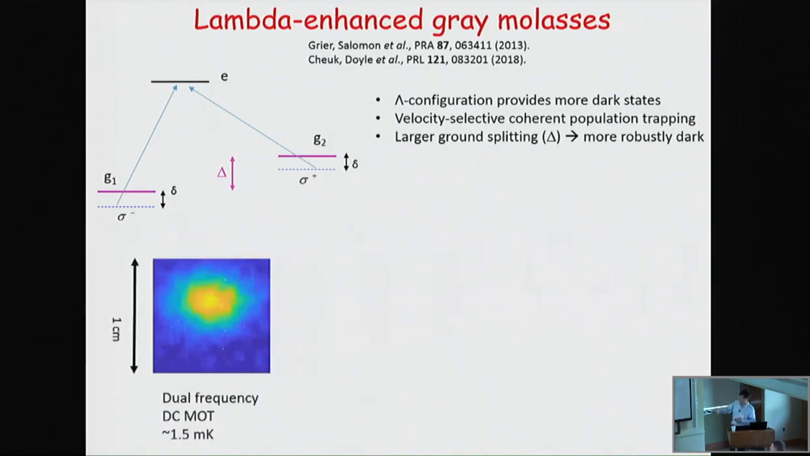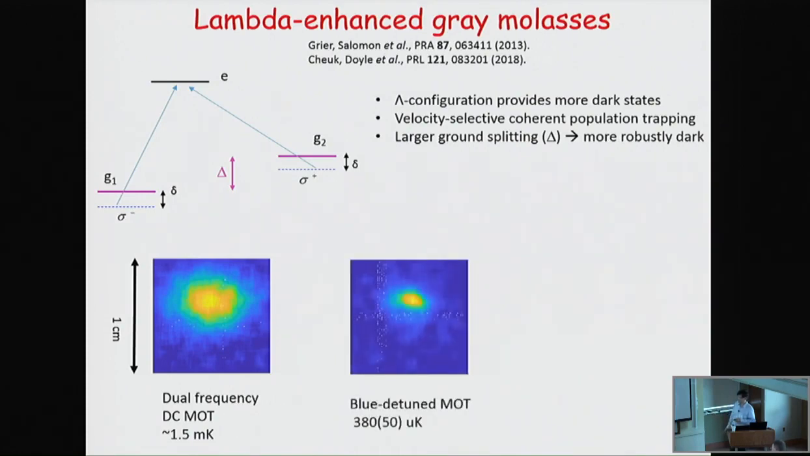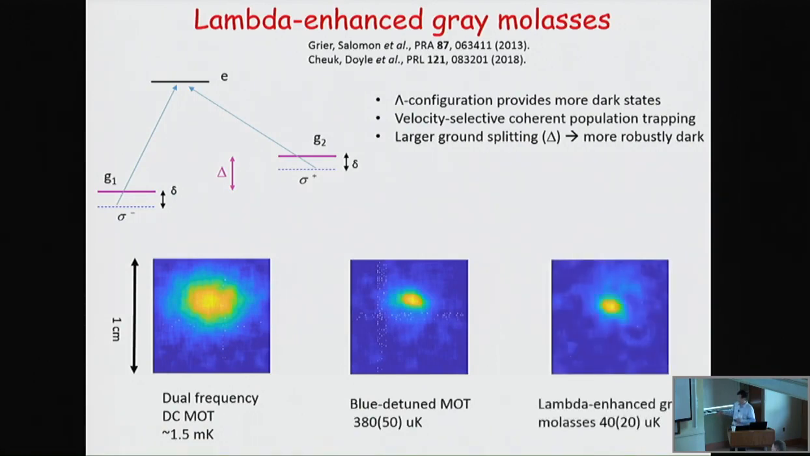So this goes pretty much following what Mike Tarbutt has proposed. Dual-frequency DC MOT for YO, and it gets to millikelvin or so. You turn on the blue-detuned MOT, lots of laser manipulations along the way, and you do gray molasses, lambda-enhanced gray molasses, 40 microkelvin. And this is actually unoptimized. This was just very recent. And so we are going on, YO also has a narrow line. So we're very excited about getting this molecule to microkelvin temperature.